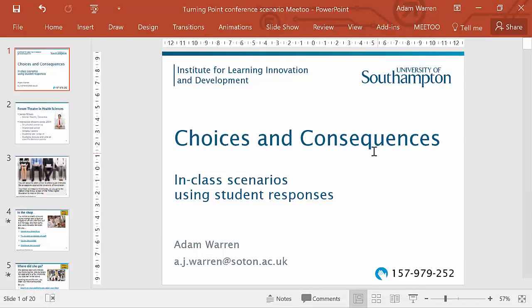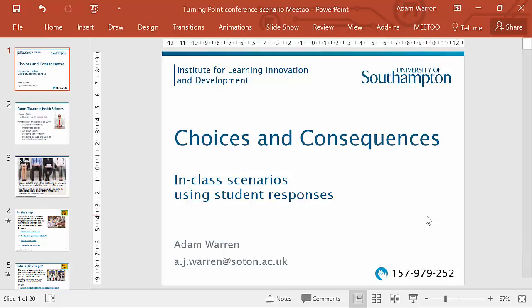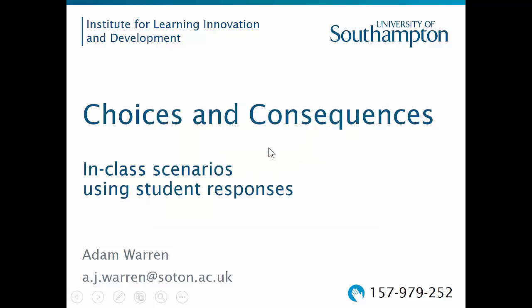So here we are, the presentation has been prepared. Down here you can see the number of the Meetoo meeting that students would need to join, and that's been automatically added to this slide. So let's start presenting. And here you see I got a choice because the meeting is stopped of either automatically starting the meeting, running it without any polling at all, or using simulated polling, and I'm going to choose this middle option.